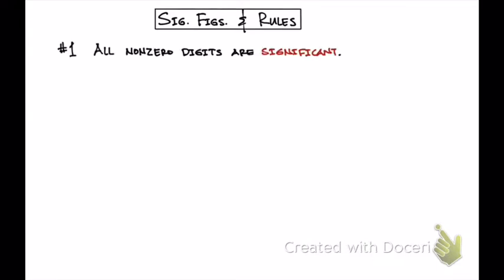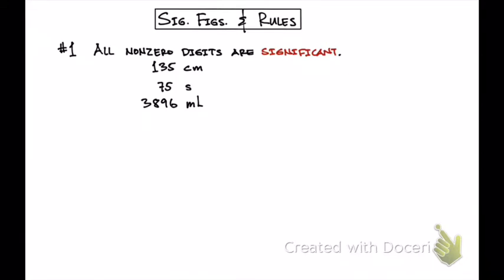So the first rule here is that all non-zero digits are considered significant. Okay, so non-zero digits like 1, 2, 3, 4, 5, 6, 7, 8, 9, right? These are digits that are non-zero, and so you would count them as significant. So let's look at some examples here. Let's say the first one, 135 centimeters. So you made a measurement and you wrote it down, it's 135 centimeters.